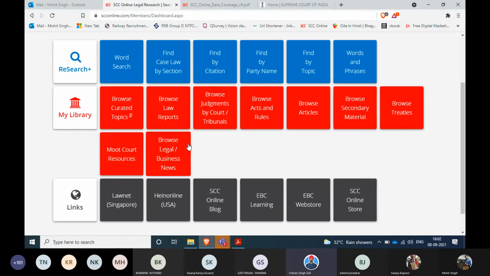Things take a different turn altogether if you want to access a virtual library, similar to the one you have in your campus. Now, I'm talking about the library section, that is My Library. You see it in the red color tiles: browse credit topics, browse law reports, browse judgments by court, browse acts, and everything. In this, you don't have to type in anything. You just click on the headings, the subheadings will open up, and you select from there.